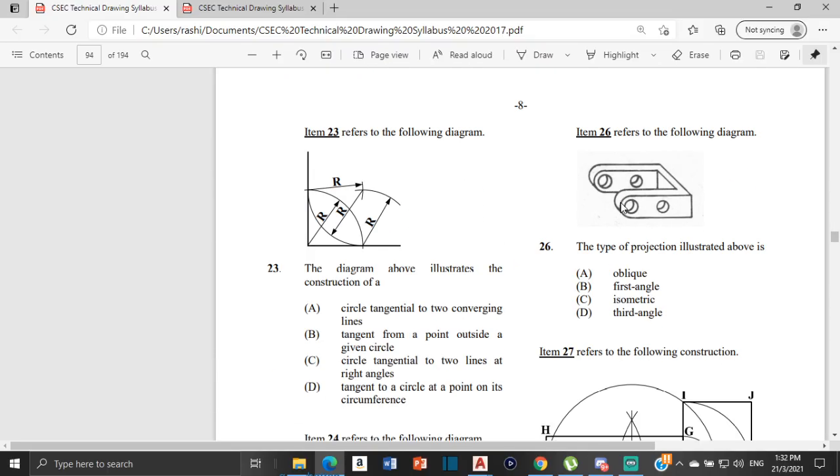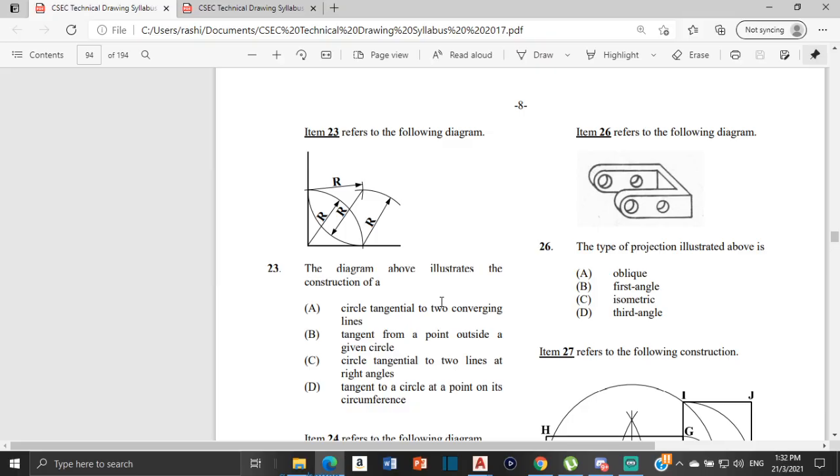Now here, item 23 refers to the following diagram. The diagram above illustrates the construction of, is it a circle tangential to 2 converging lines, tangent from a point outside a given circle, circle tangential to 2 lines at right angles, or tangent to a circle at a point on its circumference. Now, for this, the answer is in one of the responses. Well, of course it is, because it's multiple choice.